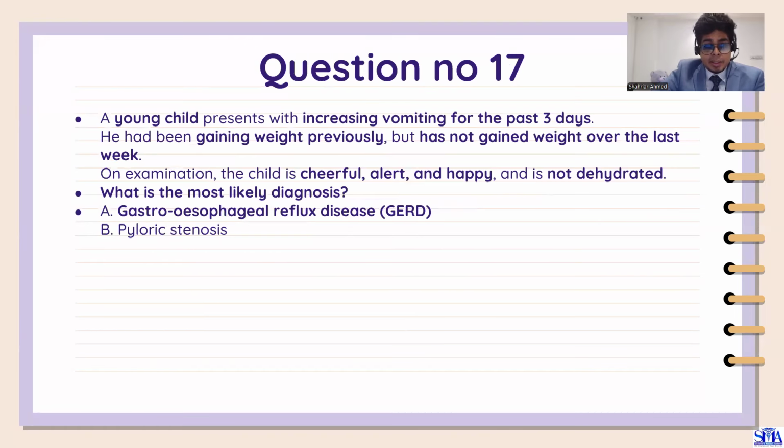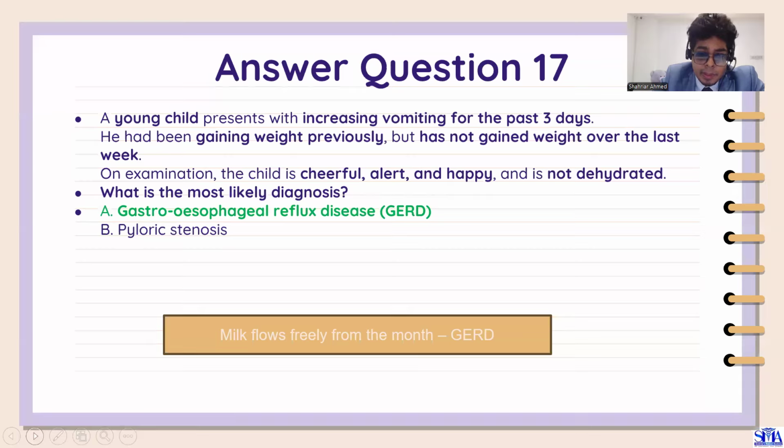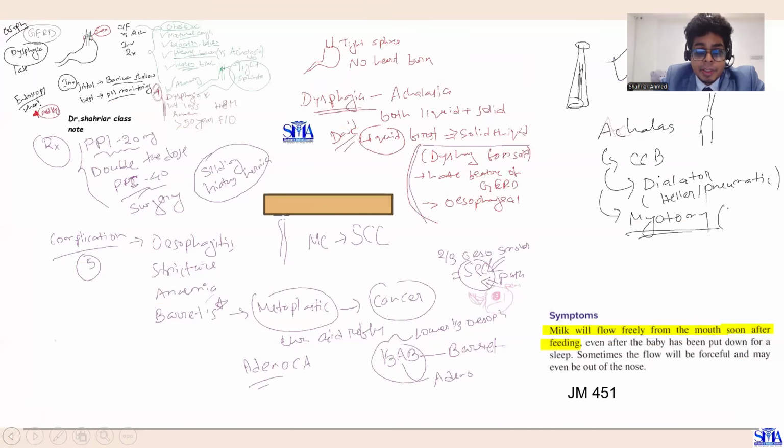Right. Now, a young person has increased vomiting in the past 3 days and had been gaining weight previously, but now is not gaining weight. The child is cheerful and happy, but not dehydrated. So, what is the most likely diagnosis? Interesting question. Even after vomiting, the child seems cheerful and fine. So I think this is going more towards GERD. It is more evident.